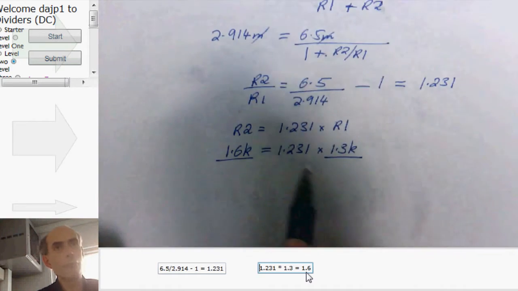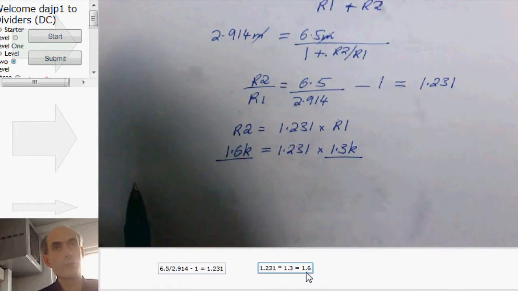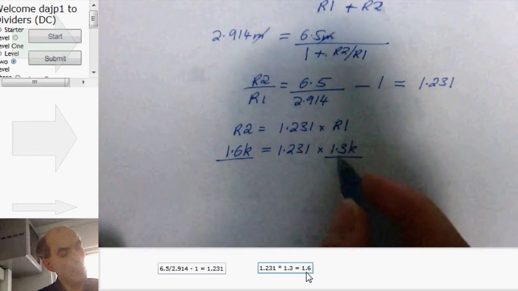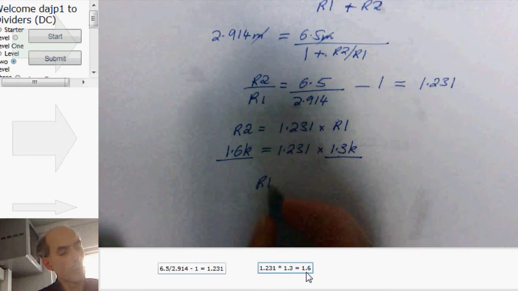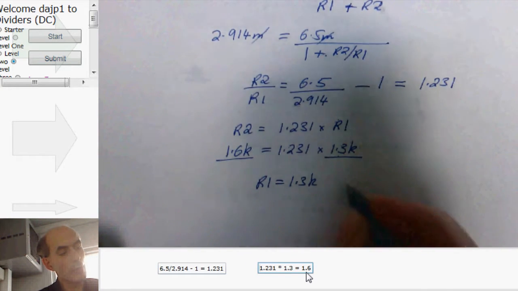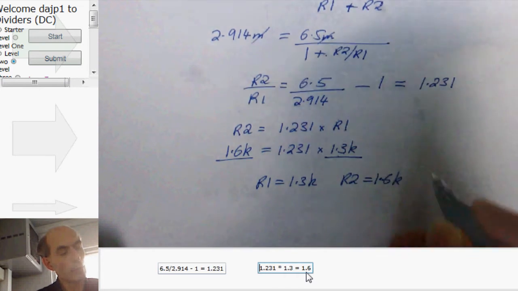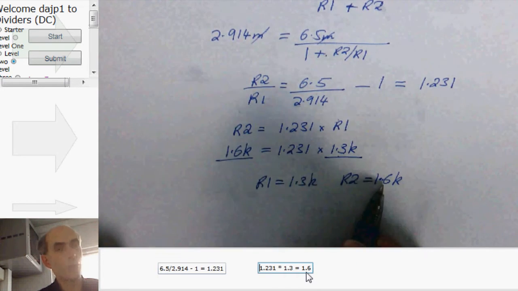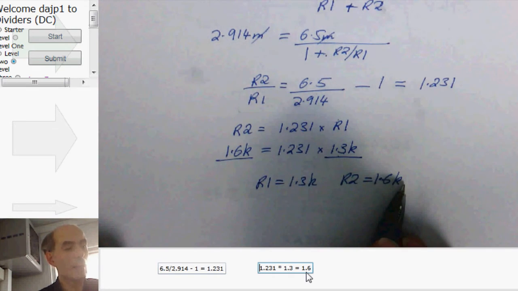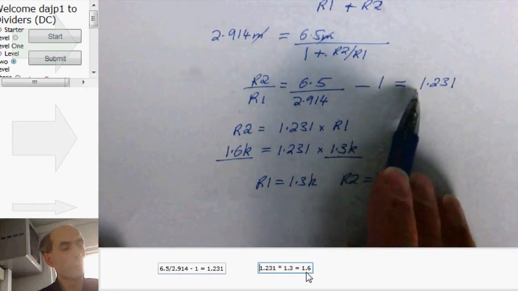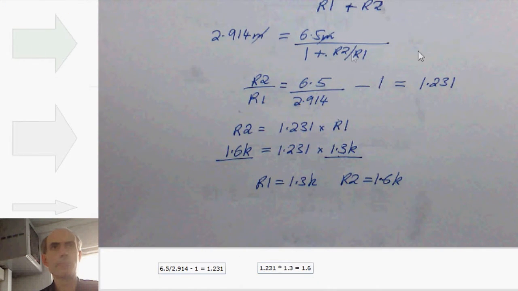You may have to try a few different values of R1 before you find one, if you haven't got a spreadsheet set up, but that indicates that a valid solution to this problem would be R1 equals 1.3K and R2 equals 1.6K. Of course, it could be 13K and 16K or 130K and 160K. As long as the ratio is 1.231, that's okay. So, go back and try it.